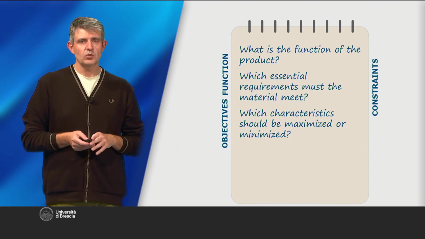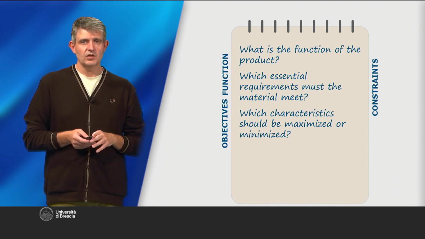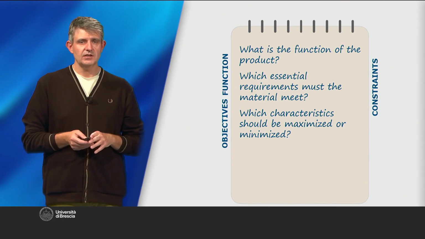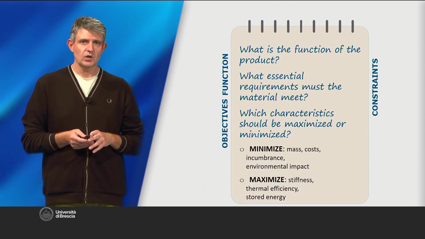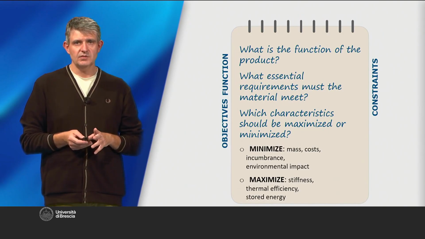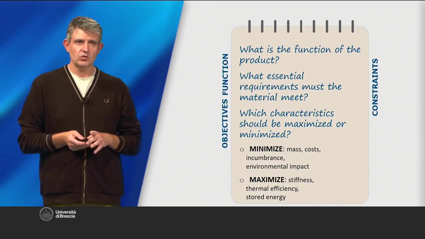Moving forward, it's important to clarify what the objectives of a project are, and to do this we can answer the question, which characteristics of the product do we want to maximize or minimize? For example, in a project we might want to minimize the mass of the product, its costs, its size, or its environmental footprint. Or perhaps we might want to maximize its stiffness, thermal exchange, or stored energy.